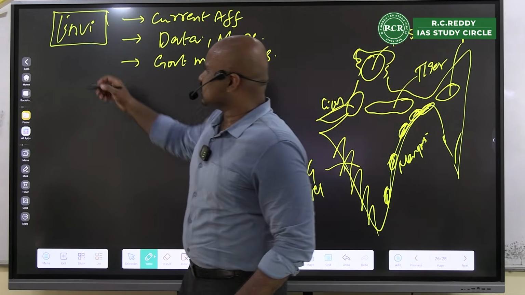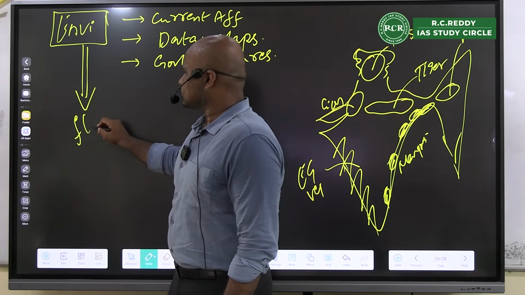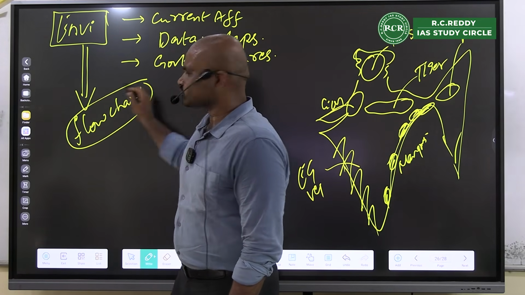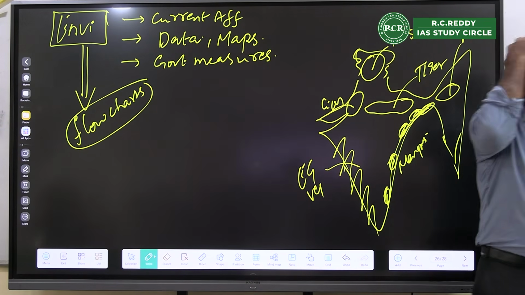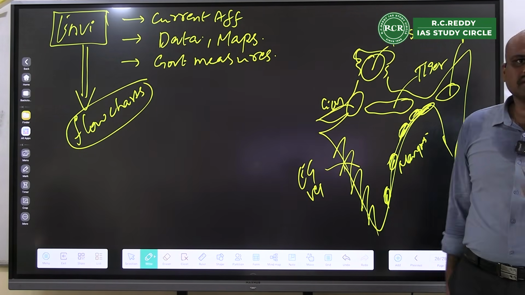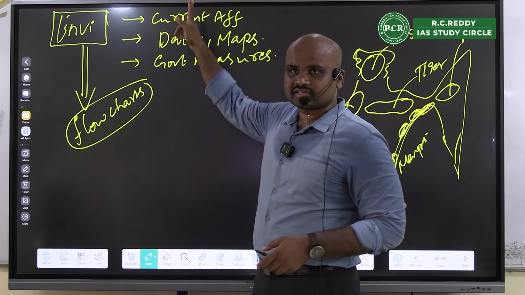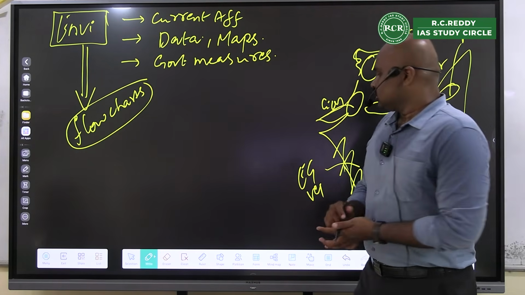Now you want to do something extra in environment, you can show some flowcharts. Environment is one such subject which can definitely have some flowcharts at any cost, right? So you can also bring in the dimensions of environment, current affairs, data, maps, government measures and some flowcharts.